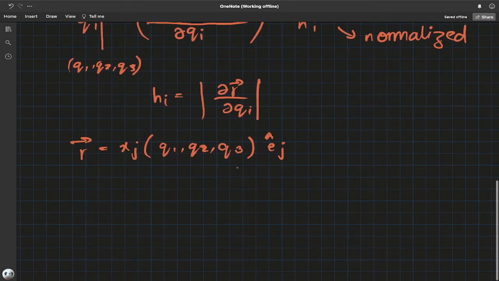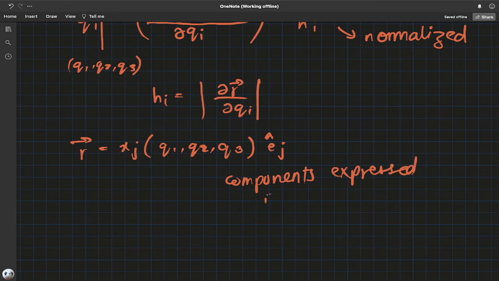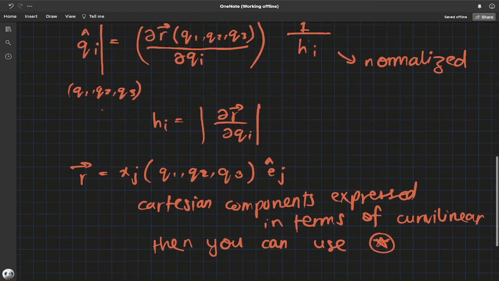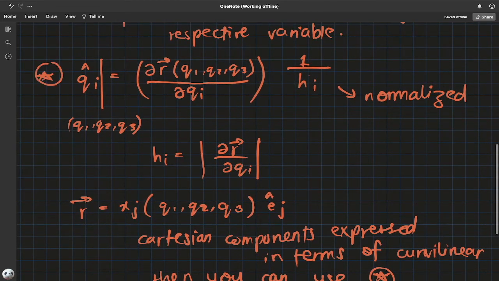Only when you have your components expressed in terms of, say, if you're converting from Cartesian to a curvilinear, if your Cartesian components are expressed in terms of the curvilinear, then you can use the formula that I've given in basically the star. So this formula that I'm going to star.